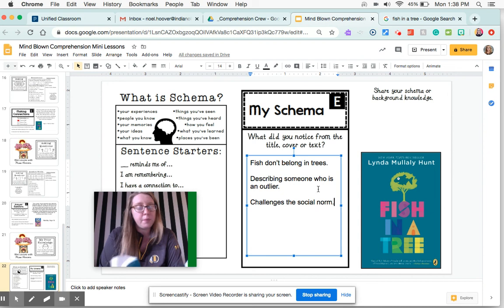So remember, schema and prior knowledge is just warming your brain up and connecting your experiences to the book. That way you're more connected to the characters, the plot, and the setting. So go ahead and take a look at your cover, or if there's text that you can connect some prior knowledge to, go ahead and do that.